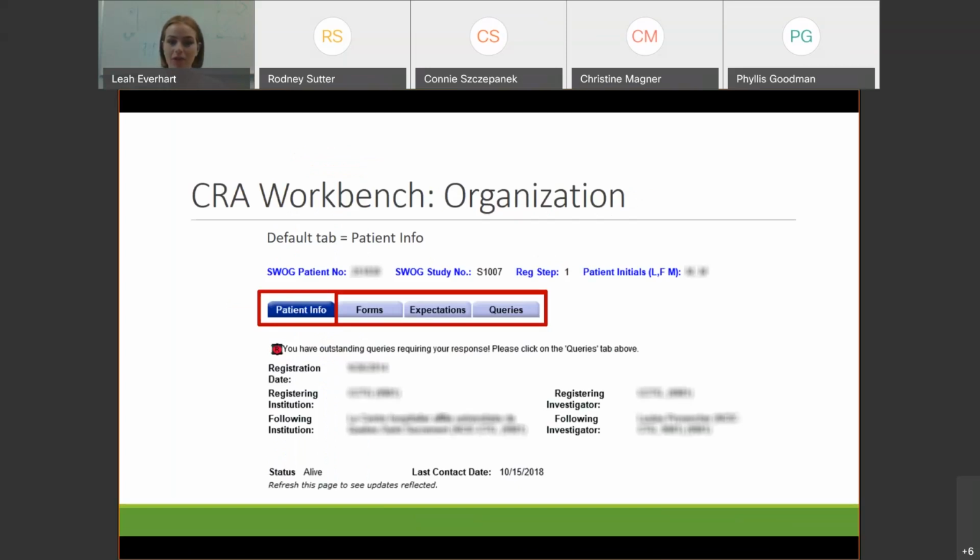And the default tab that'll appear once you've clicked into that patient link is the patient information. And this tab displays the patient's registration information, vital status, and last contact date. You'll also notice that this page will show a notification if you have any outstanding queries that need to be addressed.